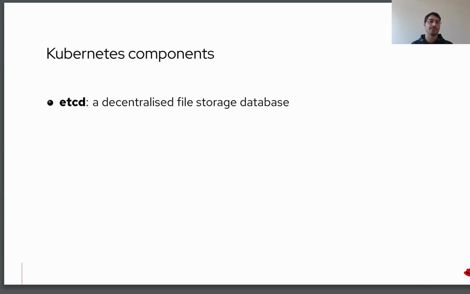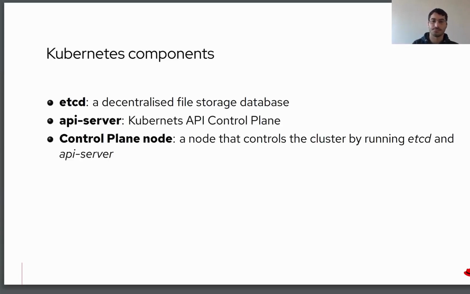Then you do have API servers, which is the Kubernetes control plane, which will, first of all, read and apply the state within etcd, and then will allow you to ask for a change of state to etcd.